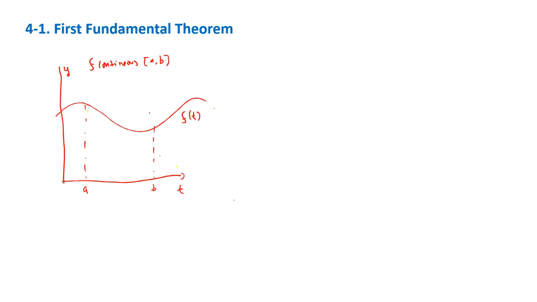In the previous video, we learned about the connection between Riemann sums and the integral notation. From this curve, we can use the integral notation to define the area under the curve between A and B as follows: the integral from A to B of f(t) dt. This is the area under the curve.